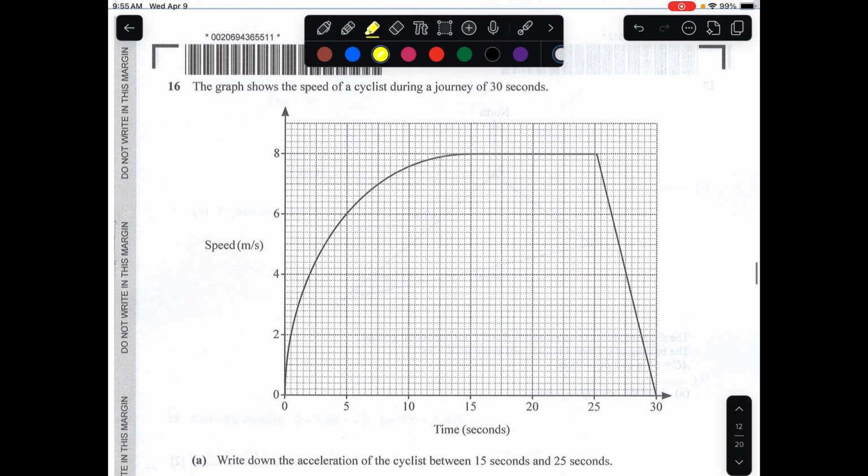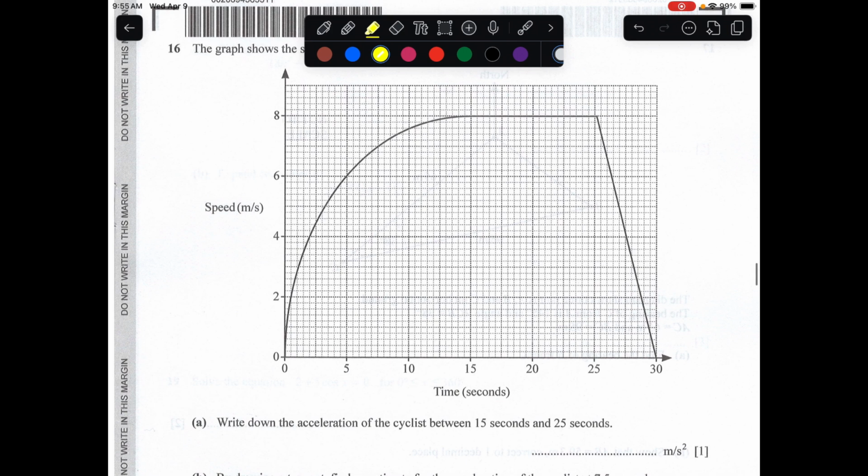All right, let's look at question number 16. Over here, the graph shows the speed of a cyclist during a journey of 30 seconds, right? So write down the acceleration of the cyclist between 15 and 25 seconds. So we need to work out between 15 and 25 seconds. So we are looking at this part of the graph.